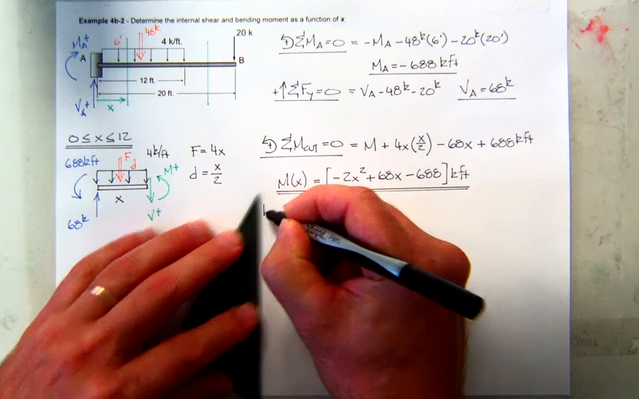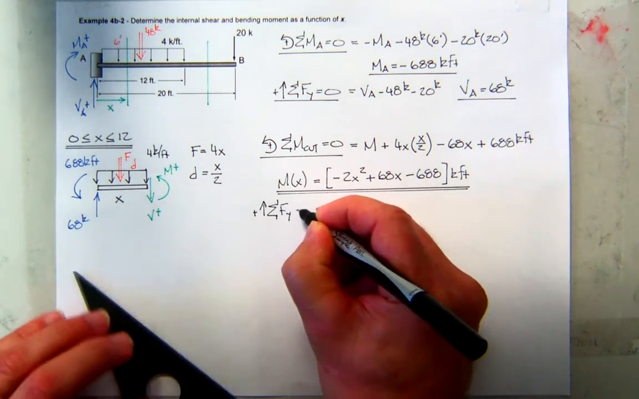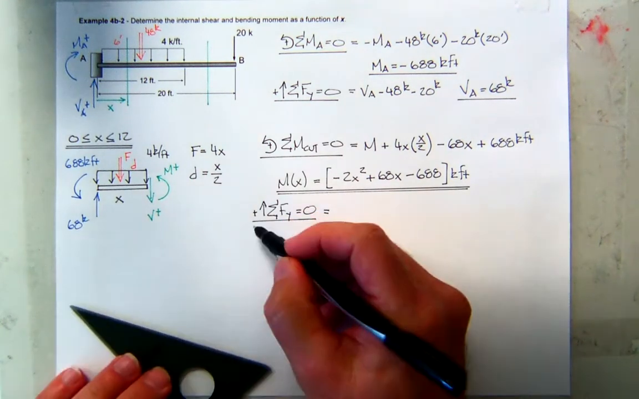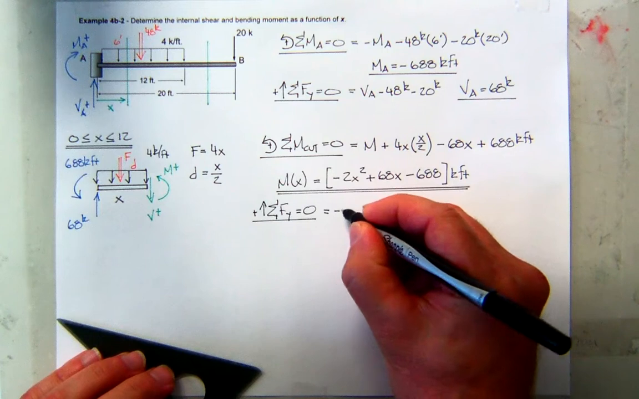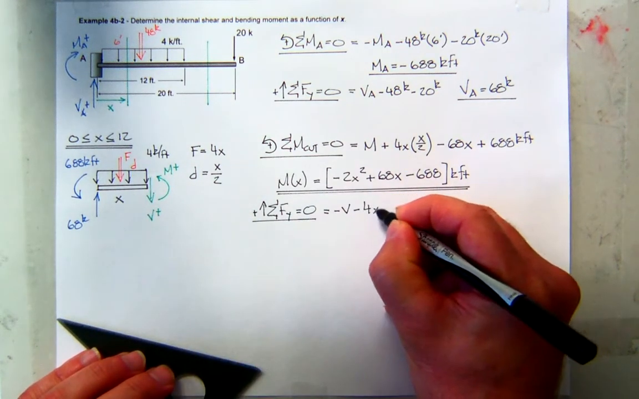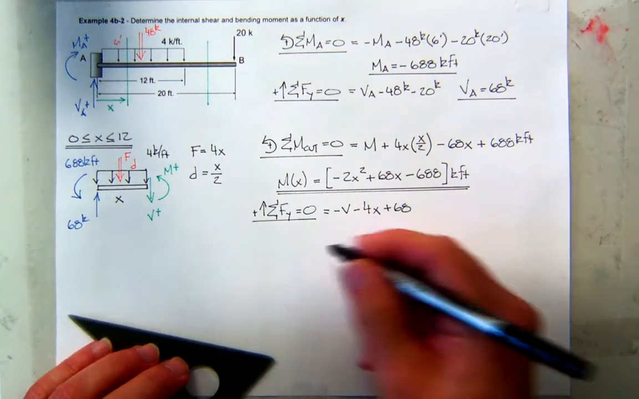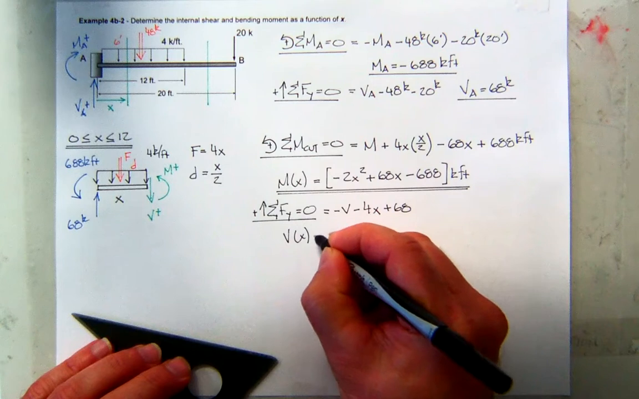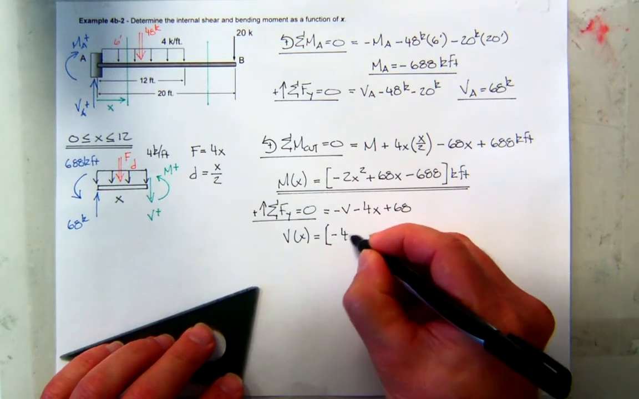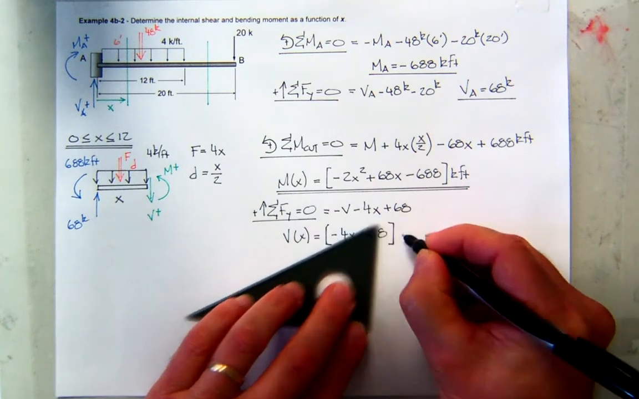So let's move on. Now we'll sum forces in the y direction to find our shear. I'm assuming up is positive, so that force is down, so that's negative shear. Negative force, which is minus 4x. And 68 is up. So when I solve for the shear, what do I get? Looks like I get minus 4x plus 68. And that will have units of kips.